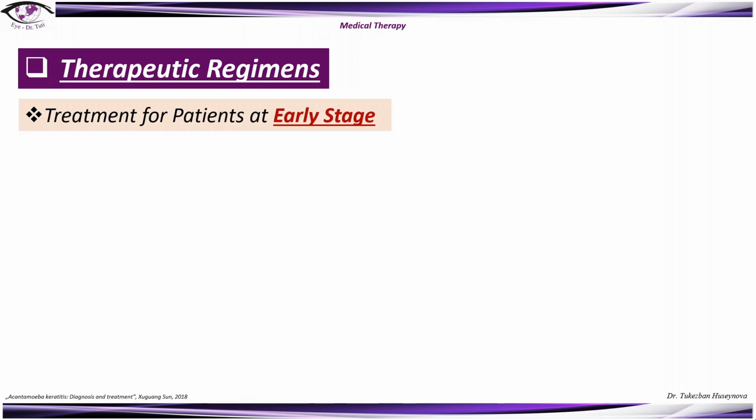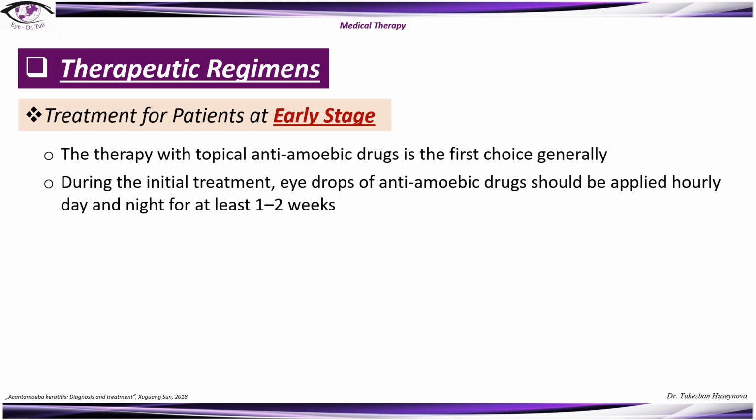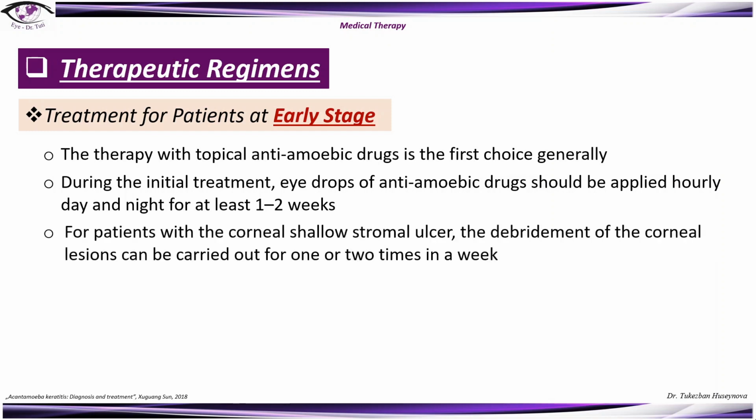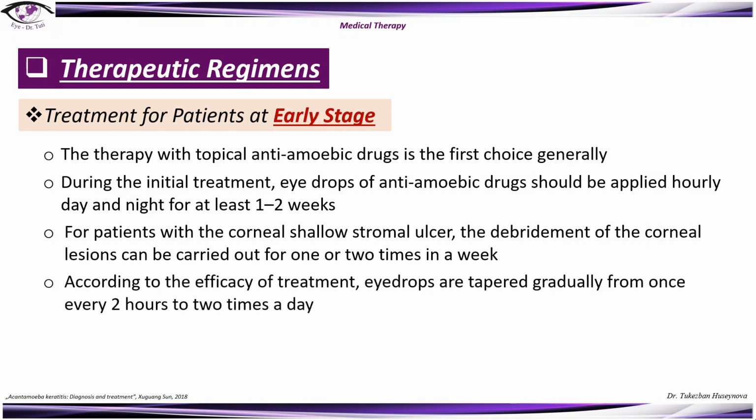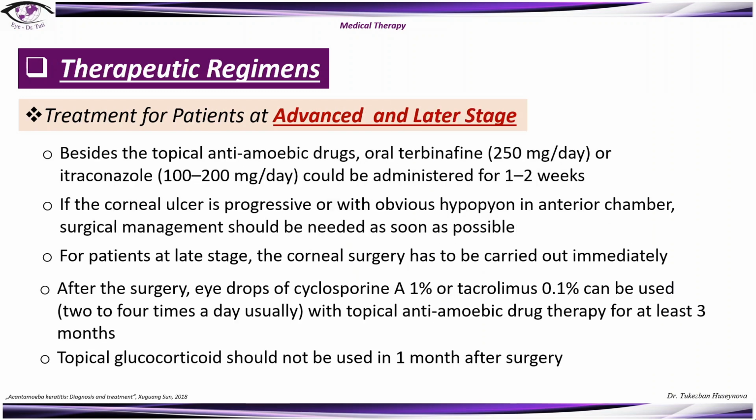I will continue with the therapeutic regimens for patients at early stage. The therapy with topical anti-amoebic drugs is the first choice generally. During the initial treatment, eye drops of anti-amoebic drugs should be applied hourly per day and night for at least 1-2 weeks. For patients with a corneal shallow stromal ulcer, the debridement of the corneal lesions can be carried out 1 or 2 times in a week. According to the efficacy of treatment, eye drops are tapered gradually from once every 2 hours to 2 times per day. And during the therapy, topical anti-glaucoma drugs should be given in time if increased intraocular pressure is found.